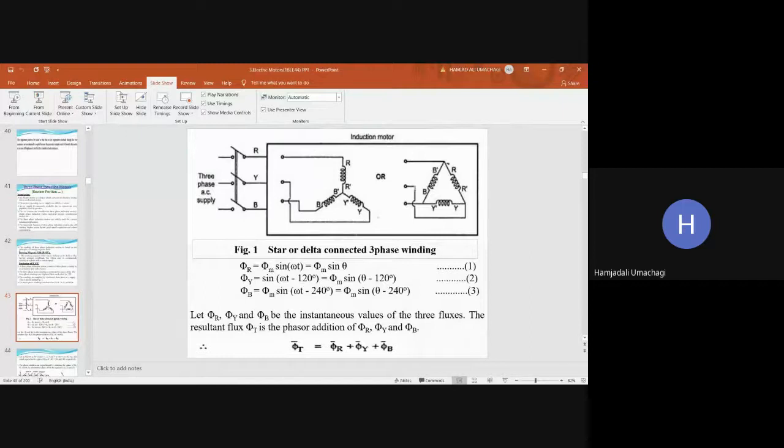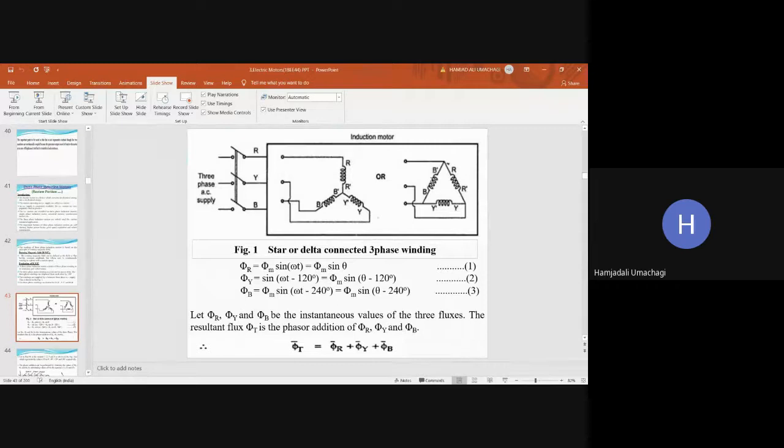Similarly, here is the other connection for the induction motor. How is it connected, star or delta? Here it is delta connected. The stator of the induction motor is delta connected here, and in this other case, the stator of the induction motor is connected in star fashion. This is the star connected stator of the induction motor, and this is the delta connected one.